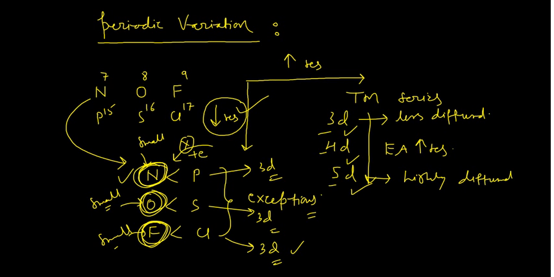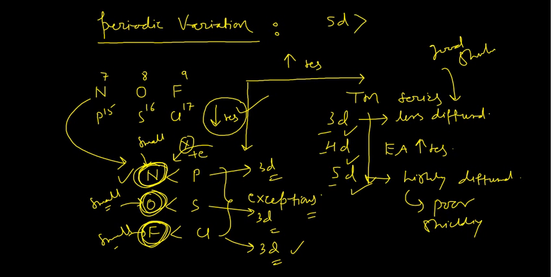What is the meaning of highly diffused? It will give very poor shielding, and less diffused will give good shielding. That means 5d size is quite large and 3d size is quite low. When the d orbitals are quite large, they do poor shielding, which means the shielding is low. When shielding is low, effective nuclear charge is quite high. When effective nuclear charge is high, it will readily accept electrons, which increases the electron affinity.